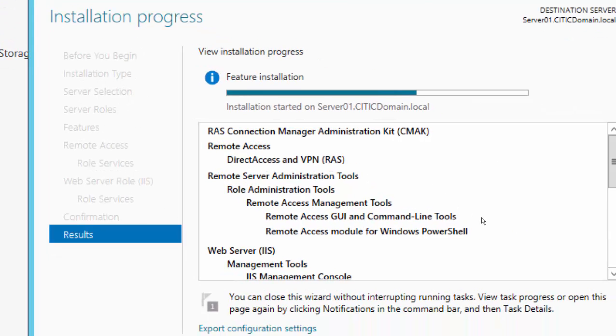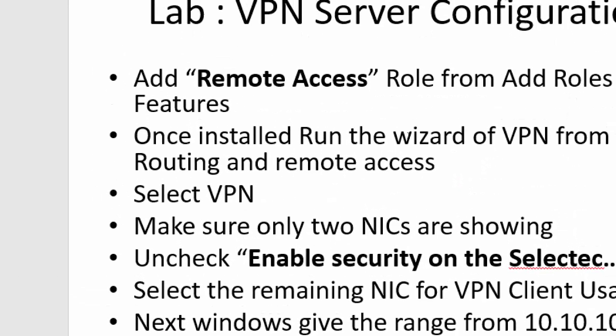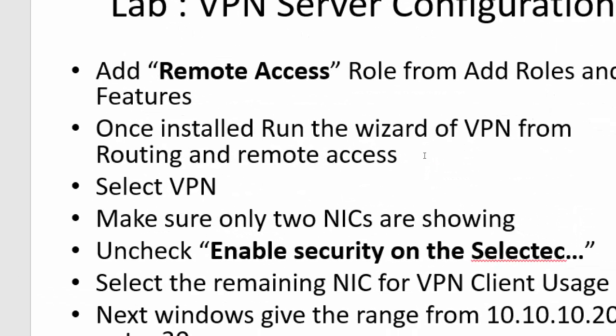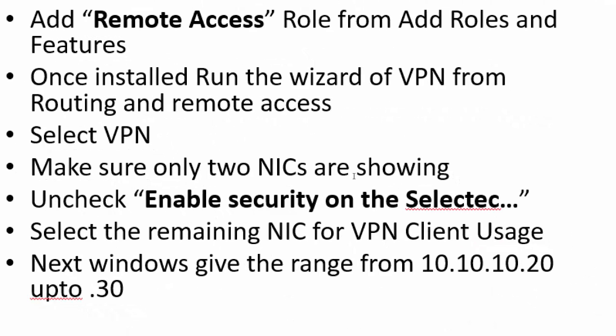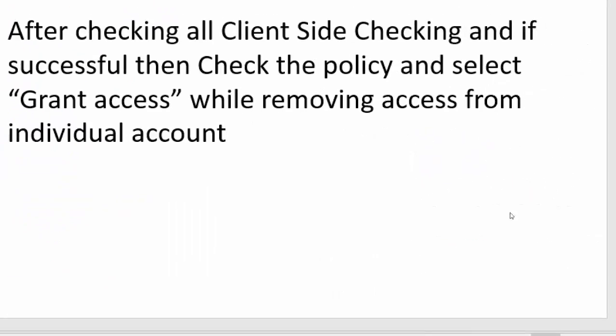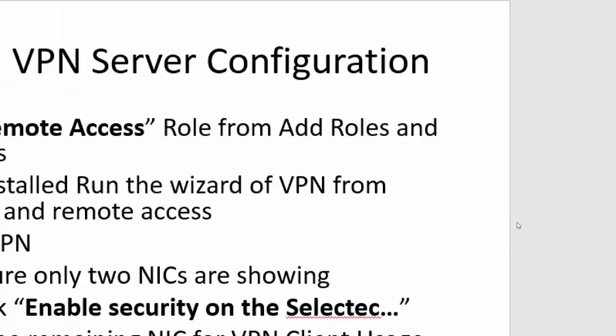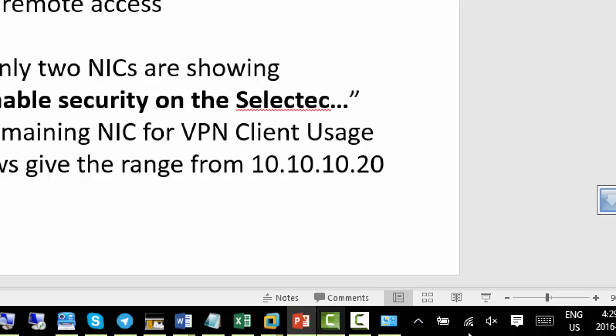All right. Once this is configured, we need to go back to the slide and check. Did you choose any other remote services? No, nothing. From now, it's click next and finish. That's it. Once installed, run the wizard. Select VPN. Make sure only two NICs are showing. Now we're going to configure the VPN itself. In the next window, give the range of 10.10.10.20 up to 30. Then we go for grant access. Then we're going to talk about RADIUS as well. As soon as that option comes to us, we're going to talk about RADIUS.